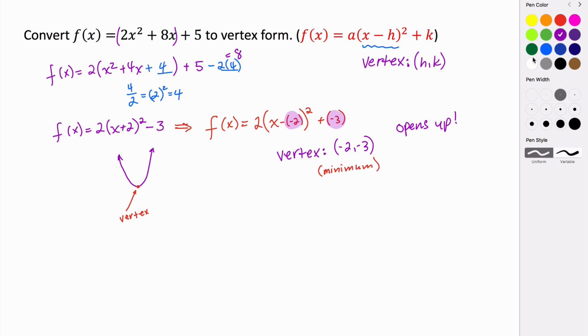This is for a values greater than 0. If the a value was negative, our graph opens down, which means that our vertex up here is going to be a maximum. So if our graph opens down, our vertex would be a maximum. In this case, it's a minimum because our graph opens up.